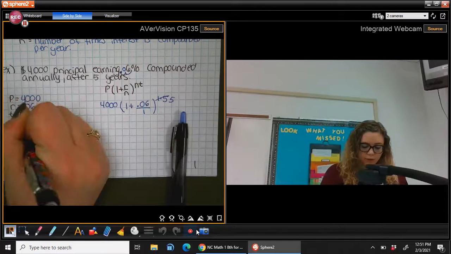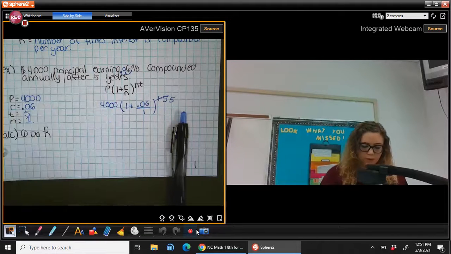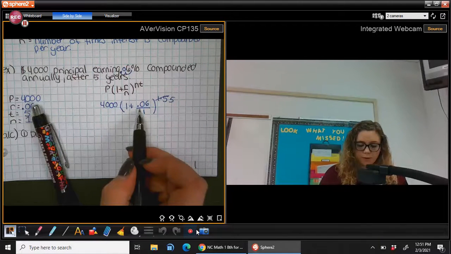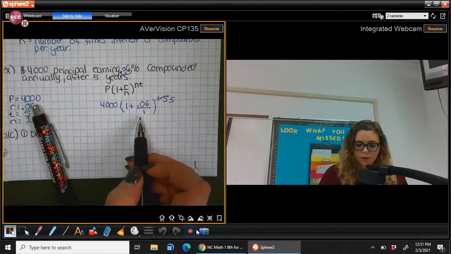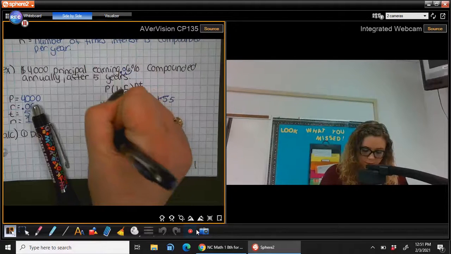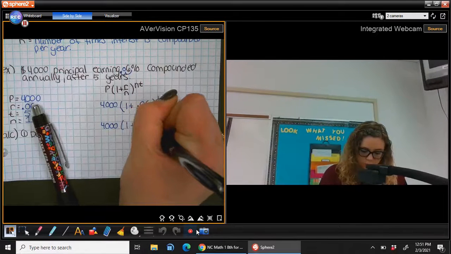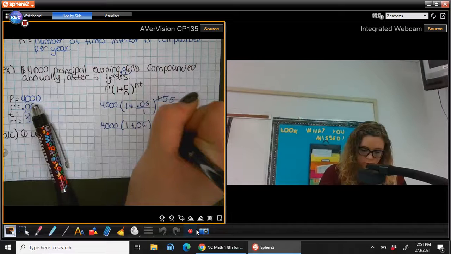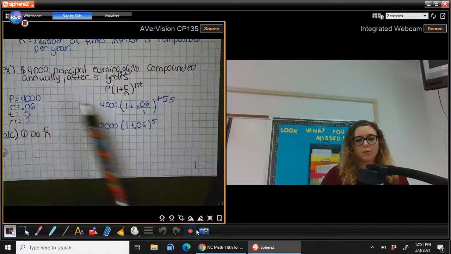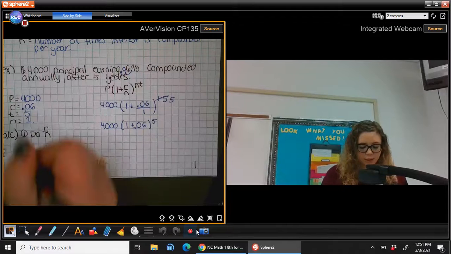if you want to do it correctly, you're going to first do R over N. So 0.06 divided by 1 is just going to give me 0.06. I'm going to copy everything else down. You can't put this whole thing in your calculator, so you have to do step by step.